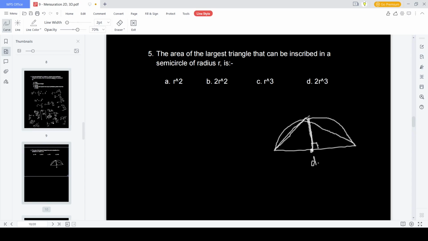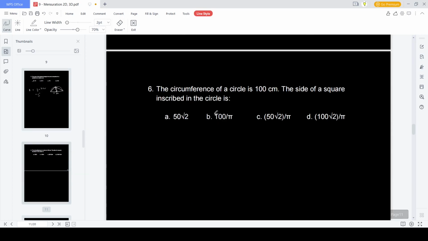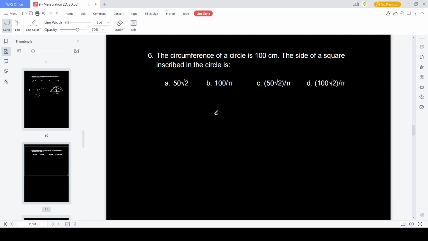Okay, so it's a right angle triangle at this point here, and this is an altitude drop. Basically the altitude drop will have length r, the base will have length 2r. We can see from this figure, if this is center O. So area of the largest triangle will be what? Half into 2r into r, which will get us r square. Half into base into height. Simple. Next question. Circumference of a circle is 100 centimeter.